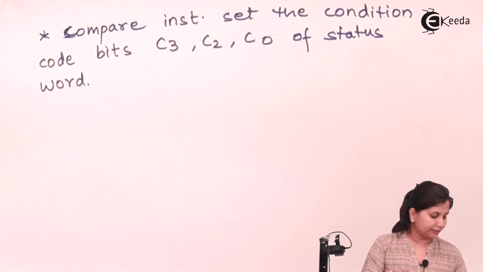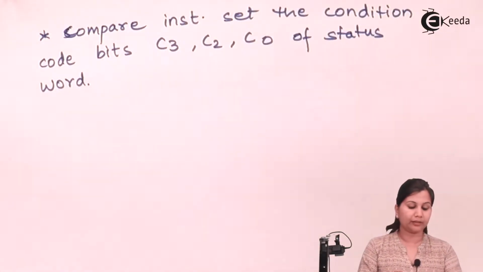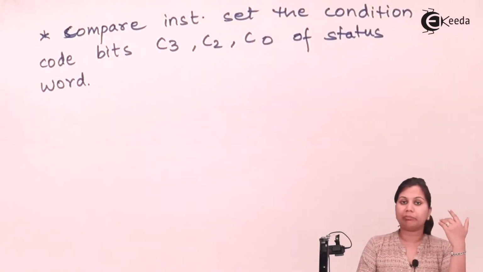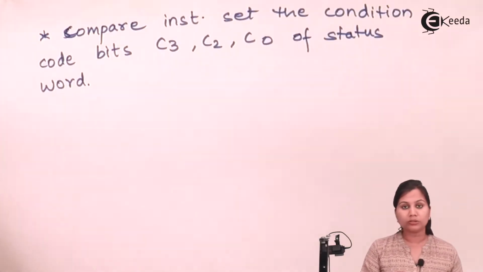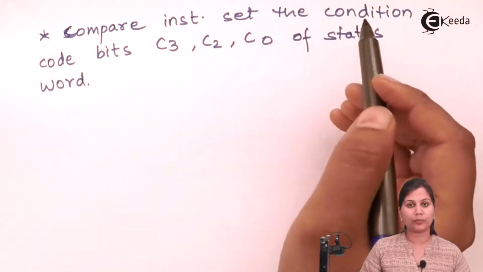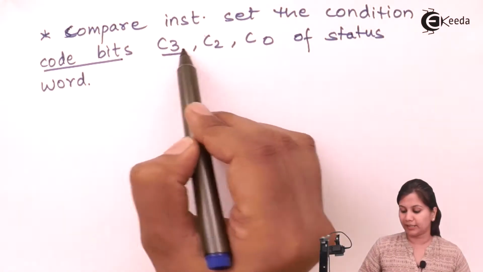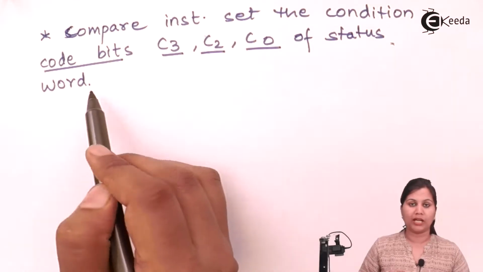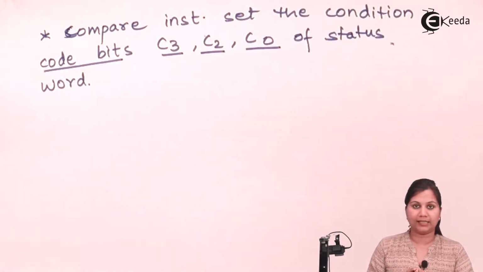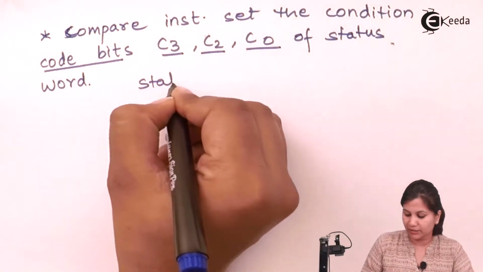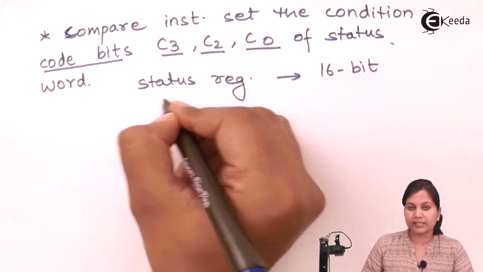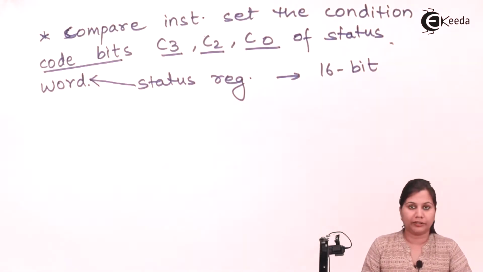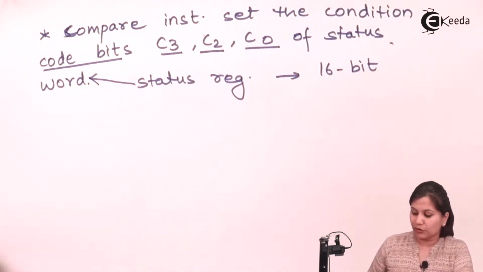I have said that the ST contents are compared with the contents of the specified or the default source. The specified or default source can be any other stack element, or it can be a memory location. Now how will the result be shown? The compare instructions set the condition code bits C3, C2, C0 of the status word. The status register of 8087 is a 16-bit register, and the contents of this status register are called the status word.